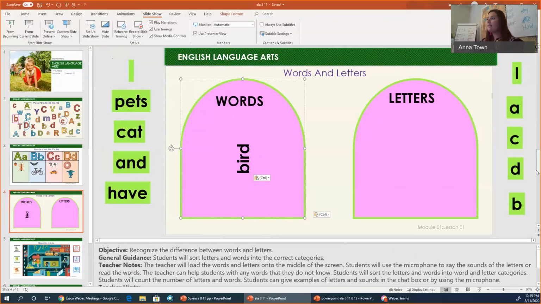Over here are the letters L, U, A, C, K, D, B. So what I'm going to do is give an example of a word, and then I want you to think of some. A word that is not listed here. So I don't want you to say bird, pet, cat, and, or have. I want you to come up with one in your head. For example, dog.